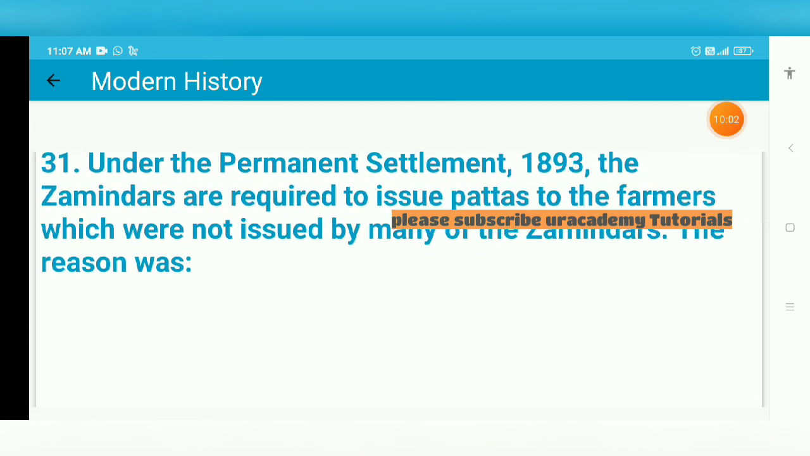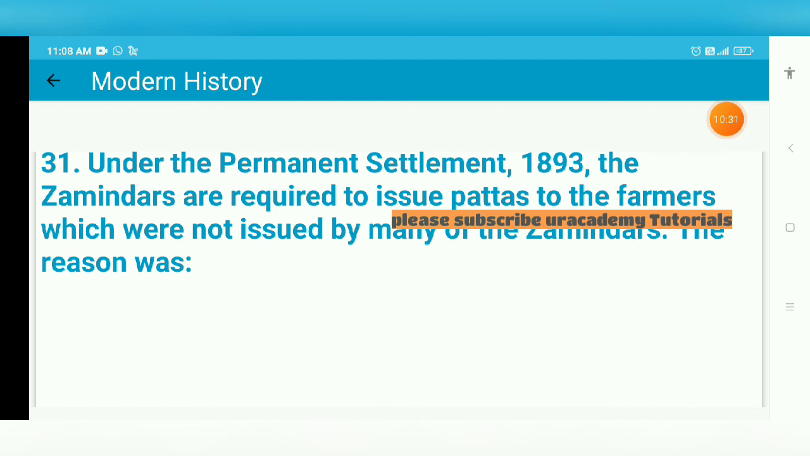Under the Permanent Settlement of 1793, the zamindars were required to issue pattas to the farmers, which were not issued by many of the zamindars. Before giving the answer to this objective, I will give you a little explanation of the permanent settlement. Permanent settlement was the first settlement introduced by the British in India. It was introduced in Bengal and some other parts, like Bihar.